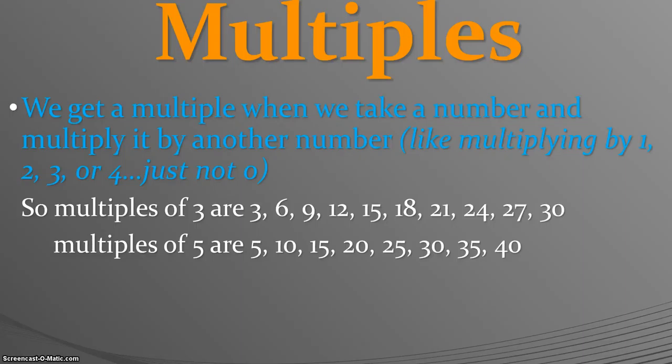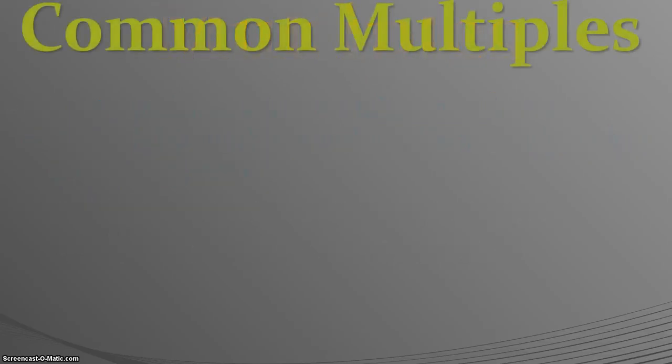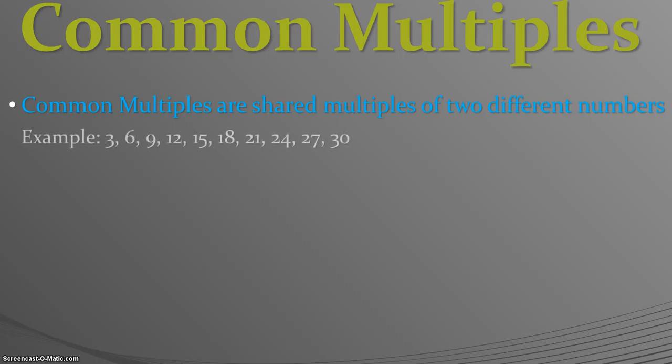So if I look at the multiples of 5, 5, 10, 15, 20, you're counting by 5s because 1 times 5 is 5, 2 times 5 is 10, 3 times 5 is 15, and so on. Now common multiples, again, are shared multiples of two different numbers. So again, if I'm looking at my multiples of 3 and my multiples of 5, the common multiples would be 15 and 30. And we could keep going and extending this list.